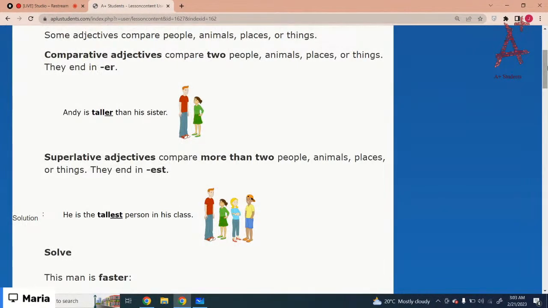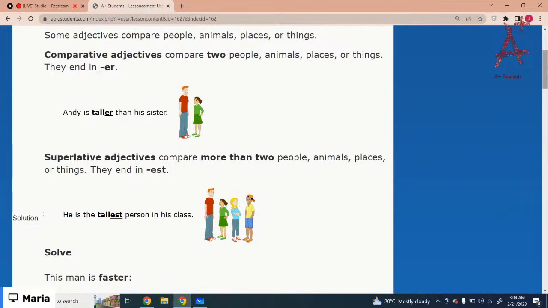Superlative adjectives compare more than two people, animals, places, or things. They end in est. Got it? Now you have to compare more than two people. Like the example, he is the tallest person in his class. So in his class there are more than two students. Got it? So the comparison is between more than two people, so it would be he is the tallest person in class. Got it? So keep these very important points in your mind.